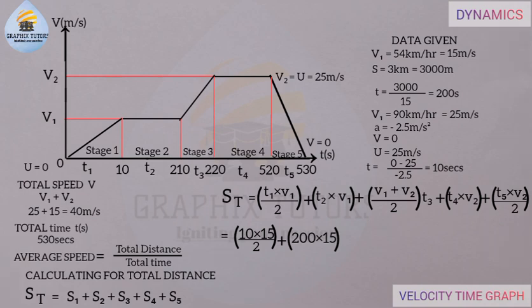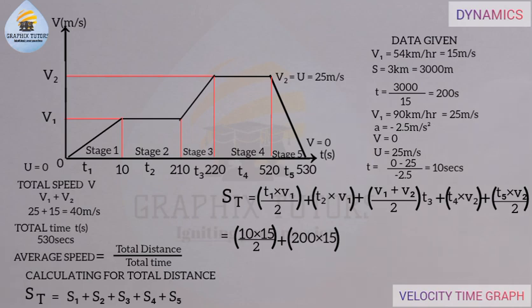T2 means 210 minus 10, right? That is the final time minus the initial time at that stage. T3 is 220 minus 210, the final time minus the initial time of stage 3. T4 is the final time 520 minus the initial time 220. T5 is the final time minus the initial time at stage 5, which is 530 minus 220, right? So we'll now put that in.